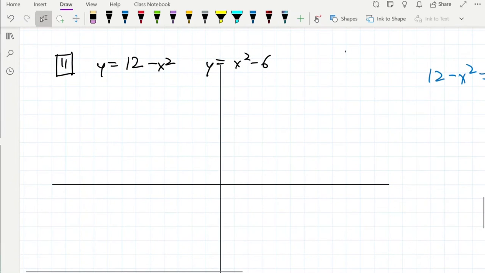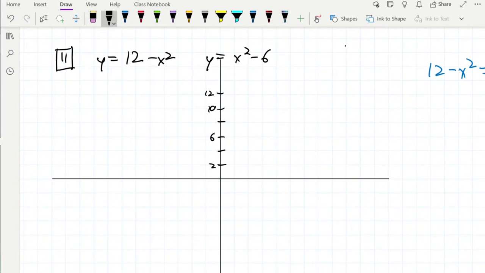So I'm going to just let x be 0. So y is going to equal 12 when x is 0, which means I can probably make each of these count 2. And then for this one, it is going to look something like 2, 4, 6, 8, 10.